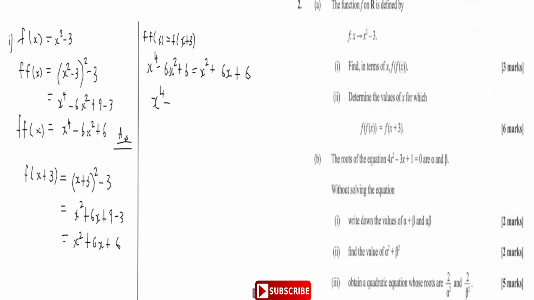I'm going to get x to the 4 minus, now bringing over x squared, minus 7x squared. Bringing over 6x, I'm going to get minus 6x. Bringing over 6, I'm going to get 0. So x to the 4 minus 7x squared minus 6x equals 0. I can then factorize out x to get x times x cubed minus 7x minus 6, and that is equal to 0.